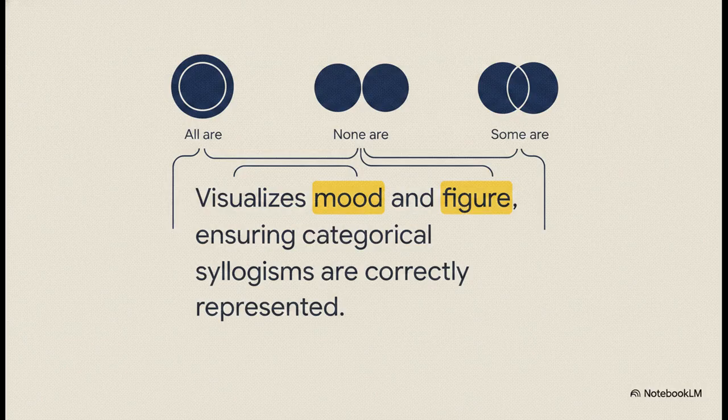Universal negatives, like no S are P, shade out the intersection entirely. And particulars, statements like some S are P, require the precise placement of an X right inside the intersection to show that at least one subject actually exists in that space. This rigorous methodology leaves absolutely zero room for misinterpreting the structural demands of formal logic. It forces strict adherence to the exact technical claims being made.